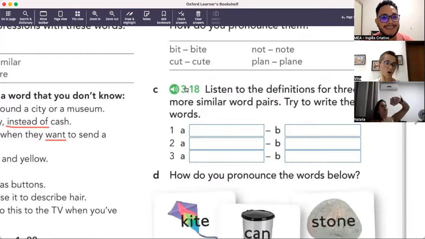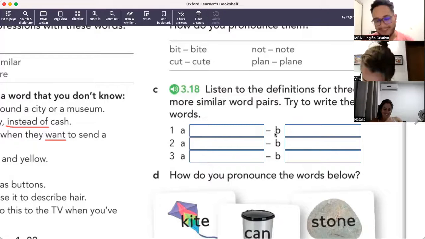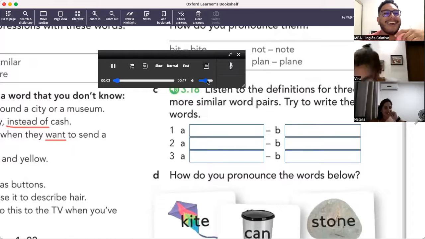Oh my gosh. Oh, 9 o'clock. 5 to 9. I'm starving. Okay, this is the last one.